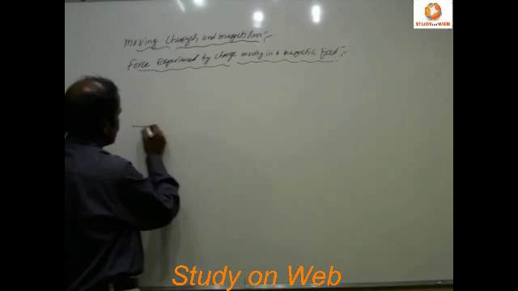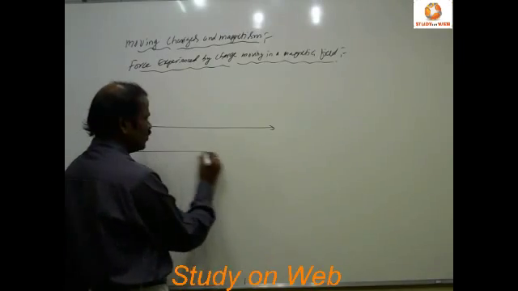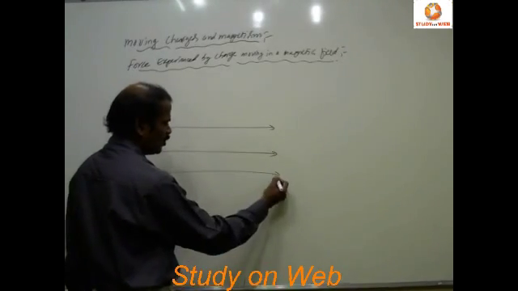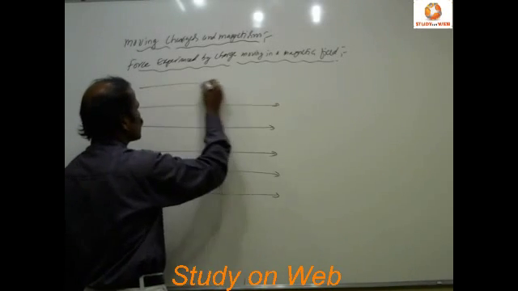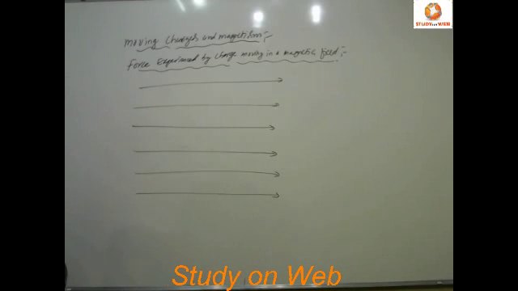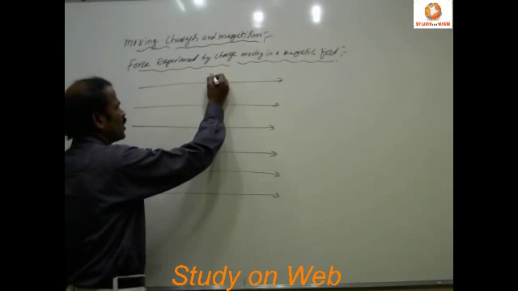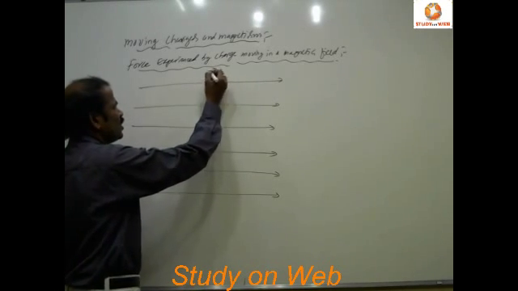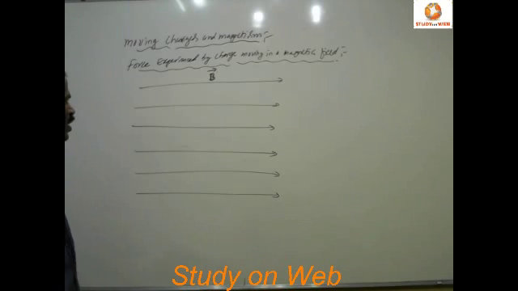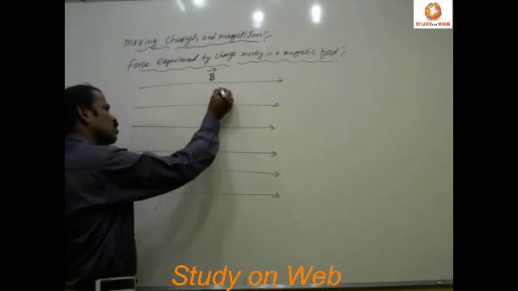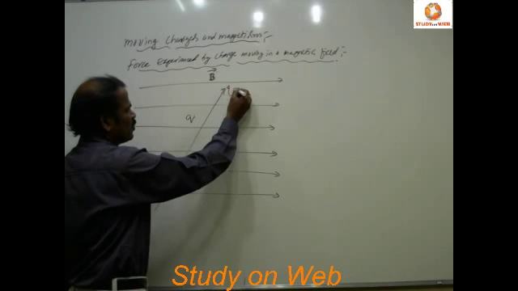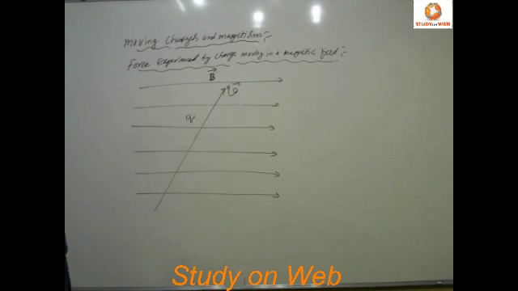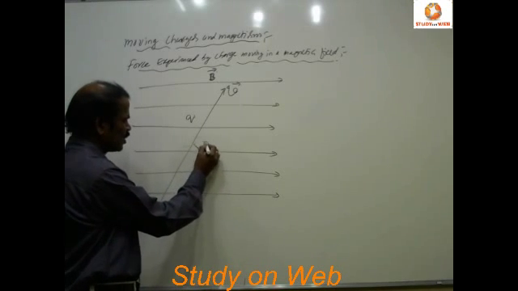Now for example, you consider a uniform magnetic field. A uniform magnetic field is one whose strength is the same at all the points. Let B be the strength of the magnetic field. Let here be a charge Q that moves in the magnetic field with velocity v by making an angle theta.